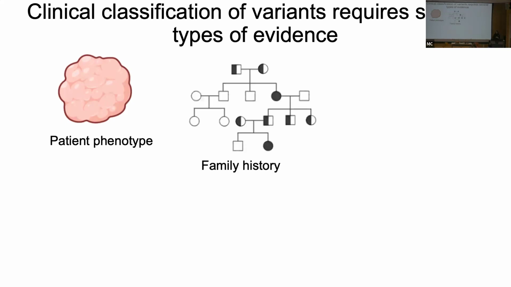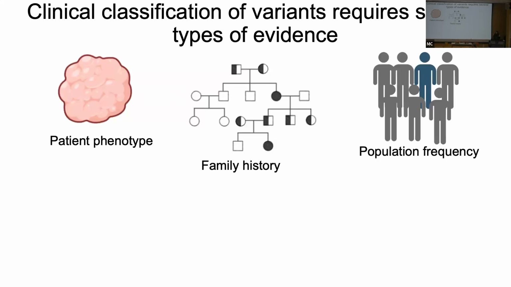Next thing we can do is use family history. We can actually just check their family. Is this variant segregating with the people who are affected with breast cancer or ovarian cancer? Next thing we can do is use population frequency. We can look at the population and say, how often do we see this variant in the BRCA1 gene in the population? If we see it at a very high frequency, we kind of know that it's most likely not disease-causing, right?